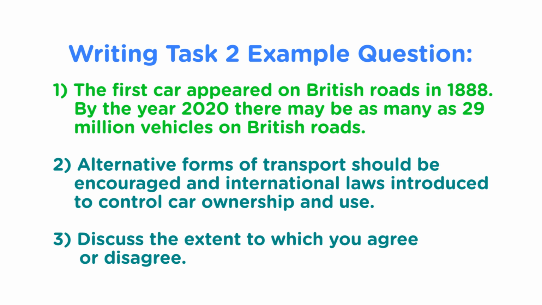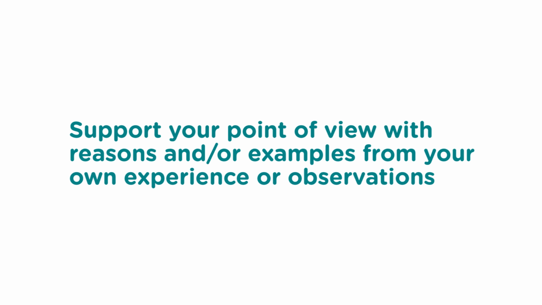The first car appeared on British roads in 1888. By the year 2020, there may be as many as 29 million vehicles on British roads. Alternative forms of transport should be encouraged and international laws introduced to control car ownership and use. Discuss the extent to which you agree or disagree. Support your point of view with reasons and/or examples from your own experience or observations.